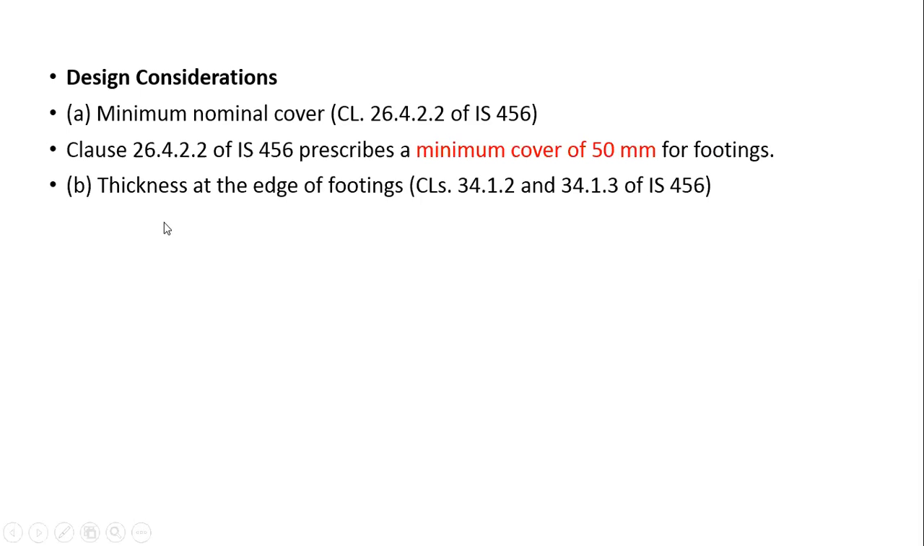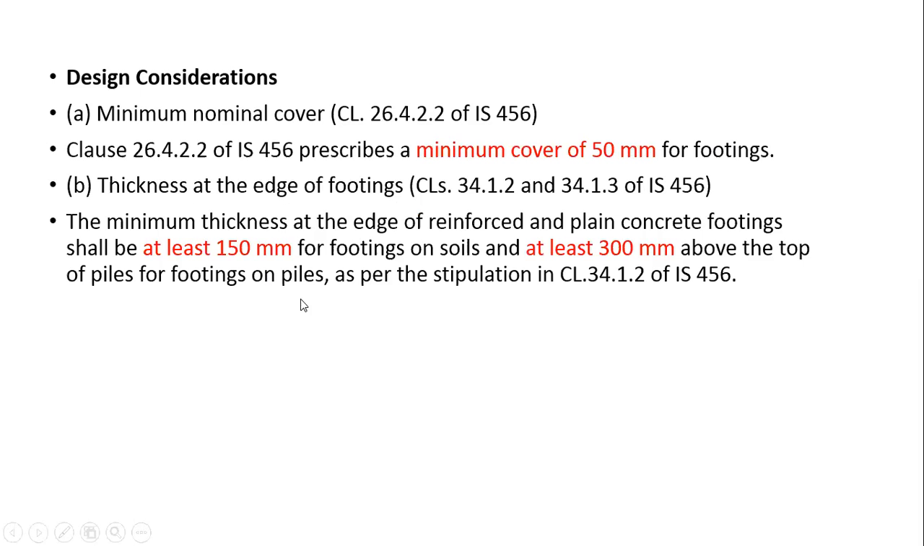Now, what is the thickness at the edge of the footing? Generally, we provide sloped foundation. So at the edge, we have to provide a minimum thickness of 150 millimeter. If the footing is on the soil, meaning shallow foundation, you have to provide 150 millimeter, and at least 300 millimeter above the top of piles if the footing is on piles. If we provide a pile foundation, then the minimum thickness at the edge is 300.